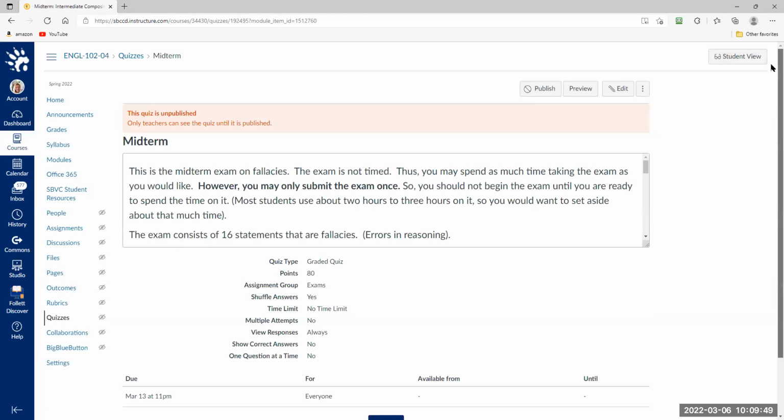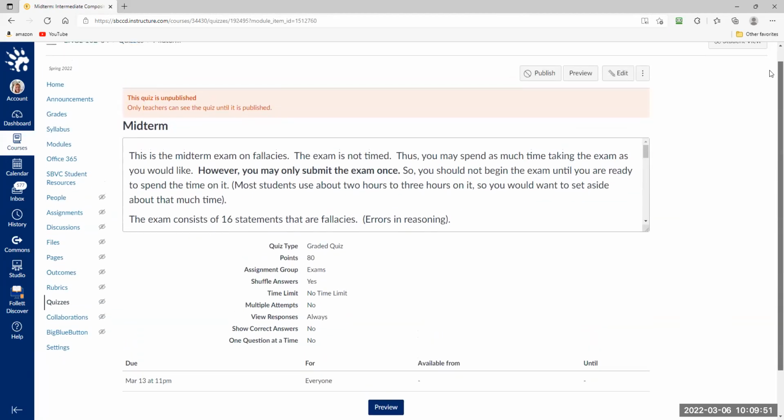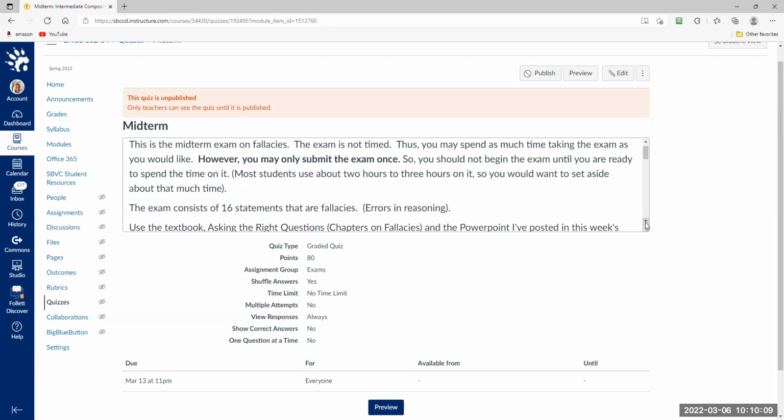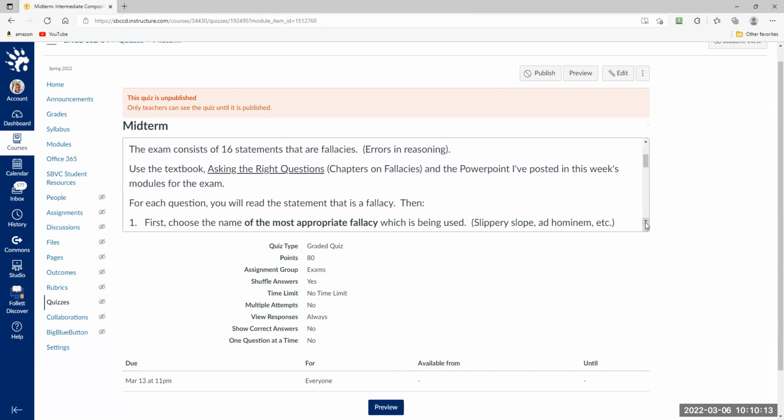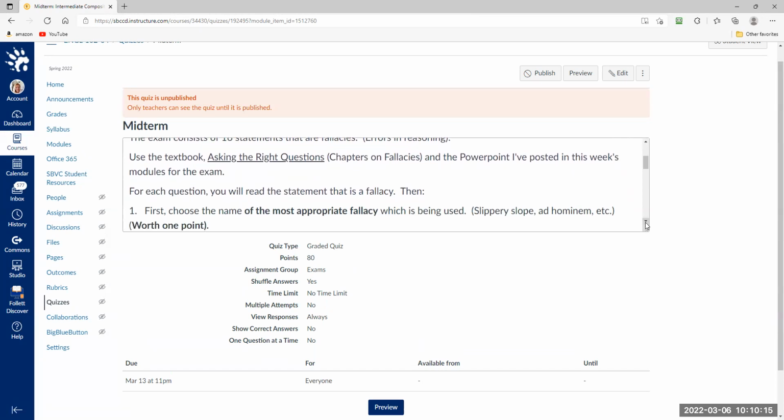Fallacies can be kind of hard to recognize. That's one of the reasons it's not timed, but you know, you can use your book during the exam. There's a PowerPoint that I made to go along with it. So the midterm is 16 statements, and you have to decide what fallacy it is. And I give you an example of what I want your response to look like. It's not a trick.